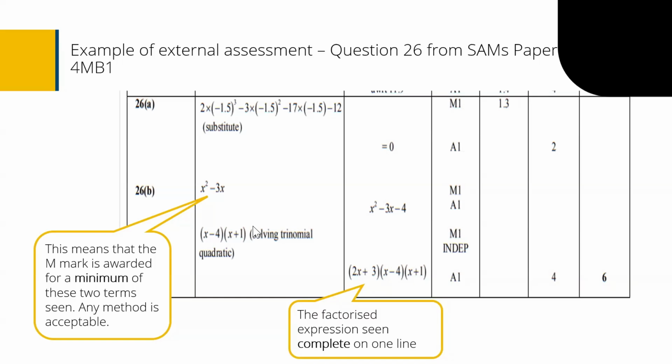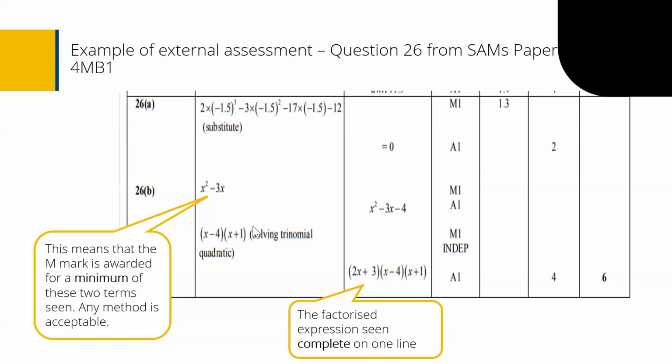The next method mark is for factorizing the trinomial, and the final mark is for a factorized expression all on one line. The INDEP that you see means the mark is awarded for an acceptable attempt to factorize the trinomial. Even if there's an error there, there is general guidance that you can have a look at and they'll follow. That's why it's there: if there is an attempt towards it, even if they've done it wrong, they'll get the mark there.